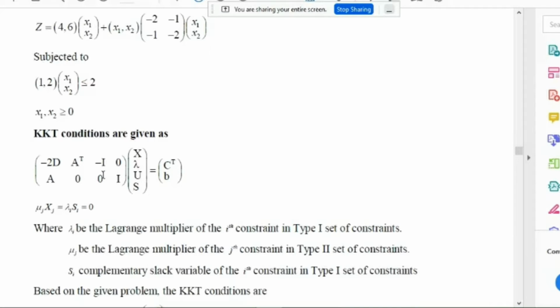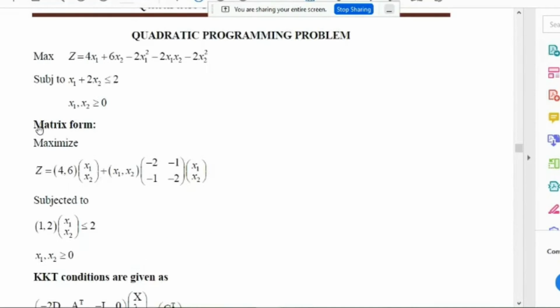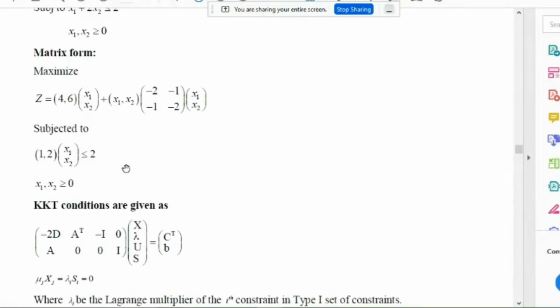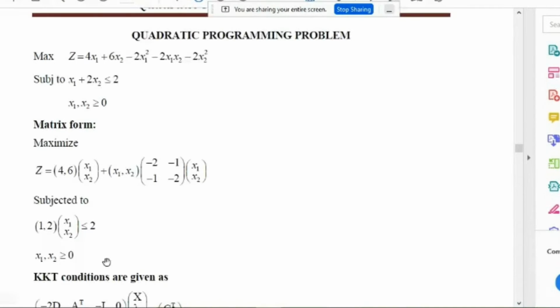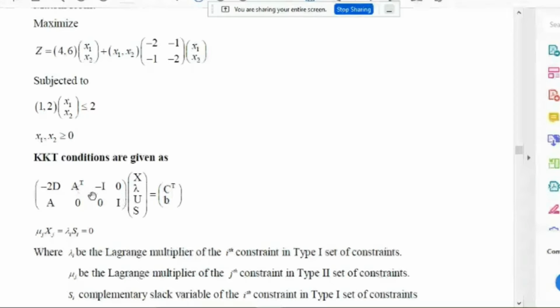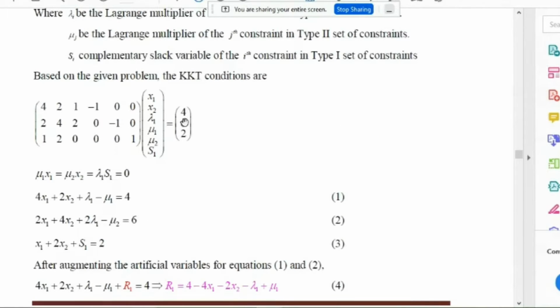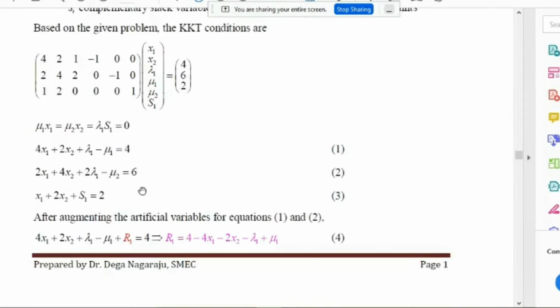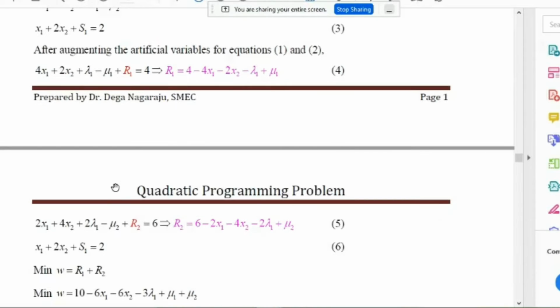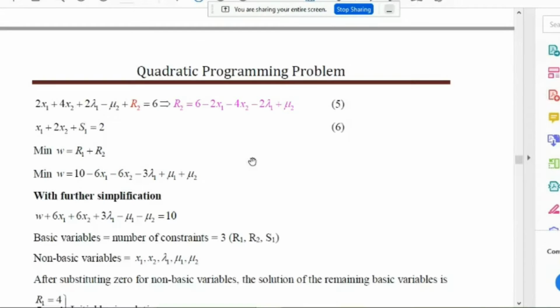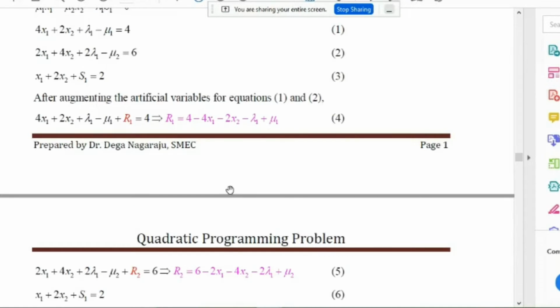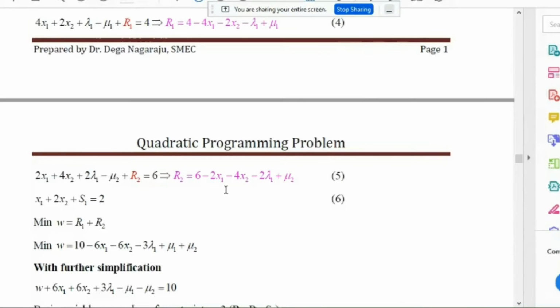From these Kuhn-Tucker conditions, we need to substitute all the vectors and matrices. After substituting all the vectors and matrices in the Kuhn-Tucker conditions, this is the matrix form we will get. From that we have to develop the linear equality equations. From those linear equality equations, again we have to verify the basic feasibility of the solution.